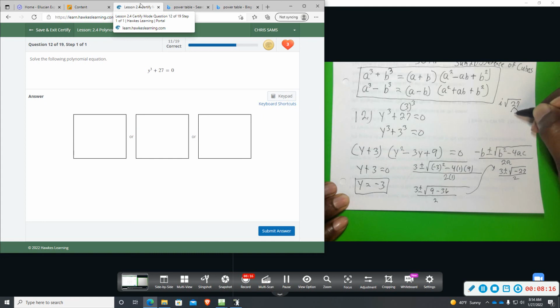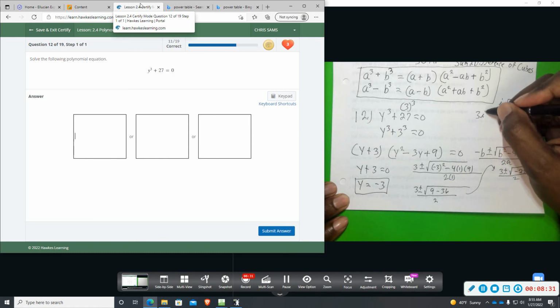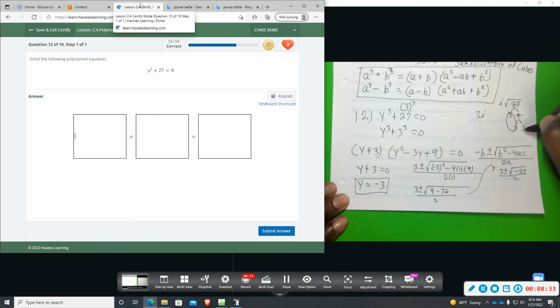I'm going to break it down to primes. So 3 times 9, and 9 can be broken down to 3 times 3. Anytime you have a pair, you can merge them and bring the 3 out, or whatever that number is. So I bring the 3 out, so this will become 3i on the outside, and then there was a 3 left, so it would be square root of 3. So I have 3 plus or minus 3i square root of 3, all divided by 2. So 3 plus 3i square root of 3 over 2, and then we have 3 minus 3i square root of 3 over 2. Those would be my 2 answers for the second part.